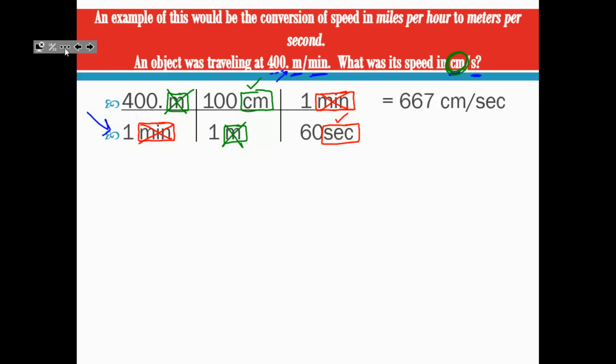When I solve dimensional analysis, the units I'm left with is centimeters over seconds. You could also write it like this, centimeters per second. That works too. Significant figures. This is exact. This is exact. But this, because of that decimal, probably was some sort of measurement. So we're going to use 3 sig figs in our final answer. That's why the answer is 667.